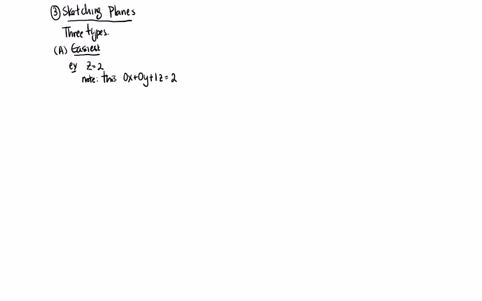So this is easy to see. It's at a height of 2. There's the z-axis, there's the x-axis, and there's the y-axis. And this is at a height of 2 right there. So easy to draw. It's parallel to the xy plane. Next one is something like, say, y equals 3. The y-axis is to the right, so this one will go to the right.